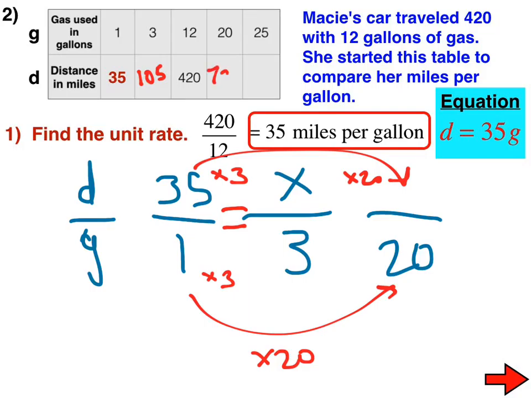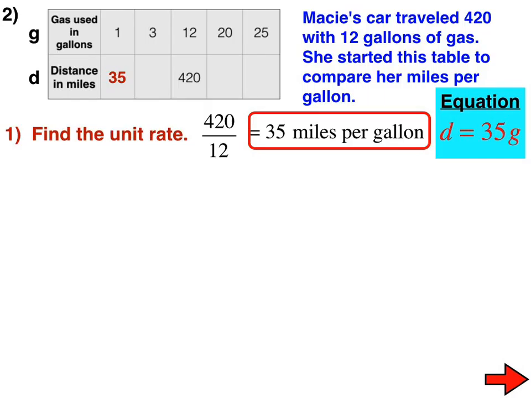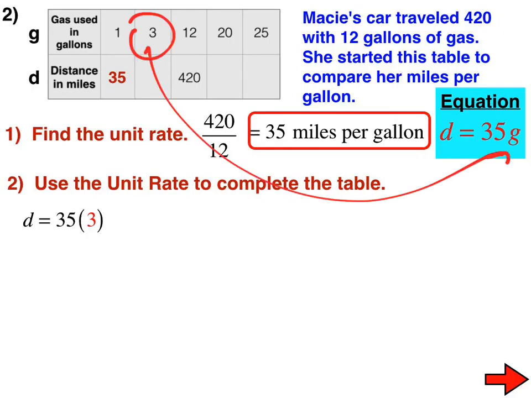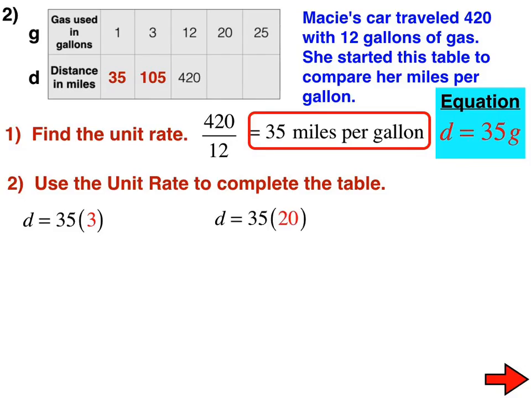Carlos? Good, 700. So you can do this with a proportion, you can use the unit rate, or you can use the equations. Here's the equations. 3 is the number of gallons, so I'm going to plug that 3 into G, where G is gallons, which looks like this, and you get your answer of 105. Or 20 is the number of gallons, so you plug that into G, and you get 700. And then 25 is the number of gallons, so you plug it into G, and you get D is 875.